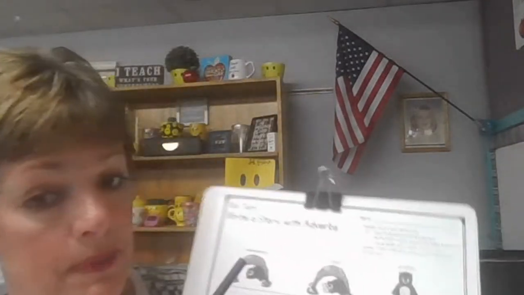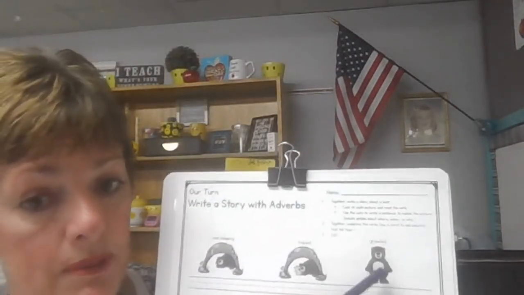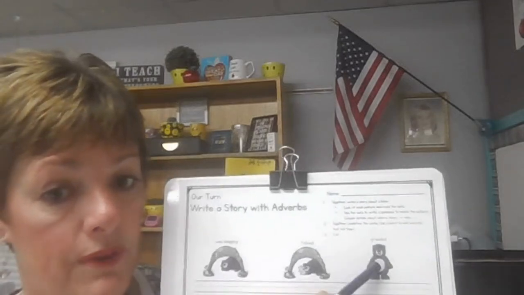So it says we have to look at each picture and read the verb and then use the verb to write a sentence to match the picture. And we have to include details about where, when, and why. And then together, underline the verbs, use a caret to add adverbs that tell how. And then we're going to edit. So it looks like we're going to have to do 3 different sentences because we have 3 different verbs. So we're going to write a sentence about each one of those verbs.